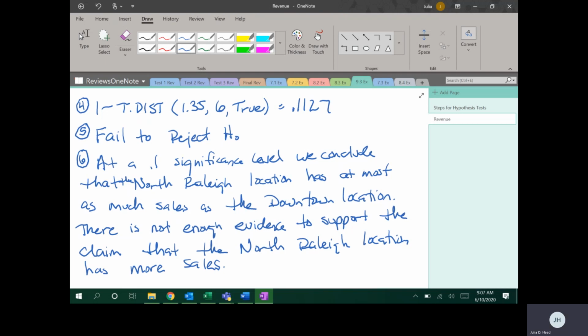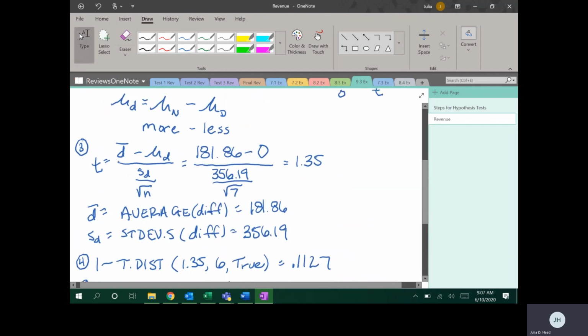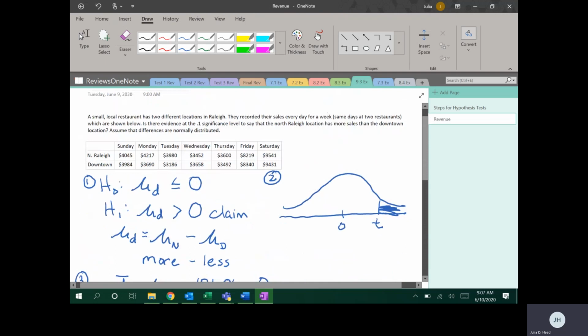So again, slightly different in the interpretation. You definitely have some extra work to go in the hypotheses, but most of the rest of this should be pretty similar to what you saw in Chapter 8.